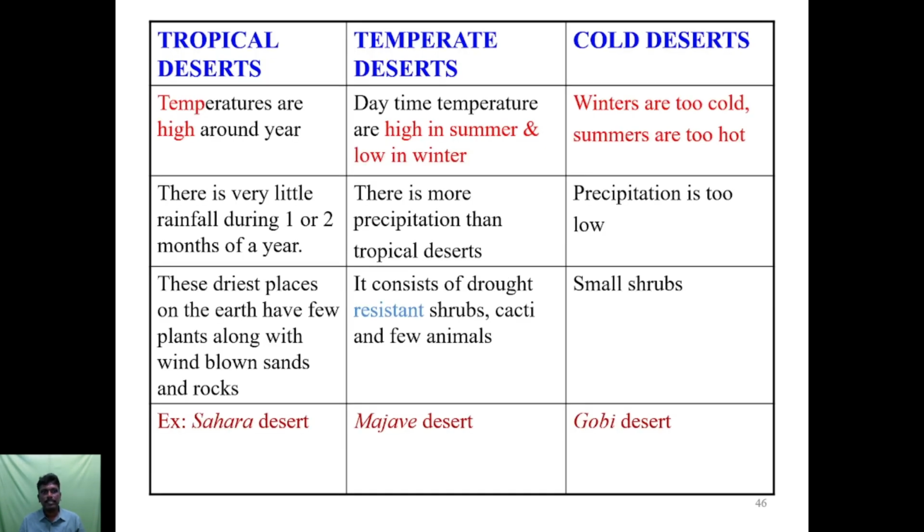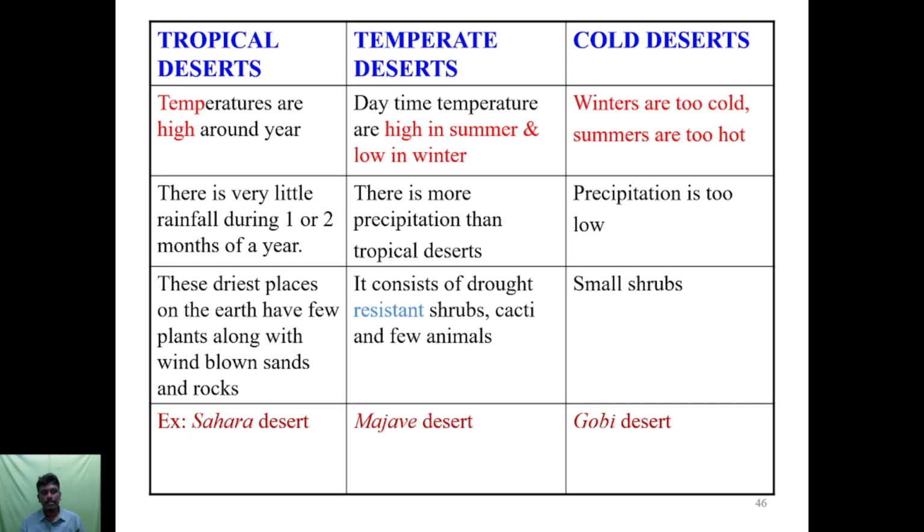These are the comparisons between tropical deserts, temperate deserts and cold deserts. In the tropical deserts, temperatures are high around here. In temperate ones, daytime temperature is high in summer and low in winter. Then cold deserts, winters are too cold and summers are too hot. Then rainfall, there is very little rainfall during 1 or 2 months of a year in tropical deserts. There is more precipitation than tropical deserts in temperate ones. In cold deserts, precipitation is too low.